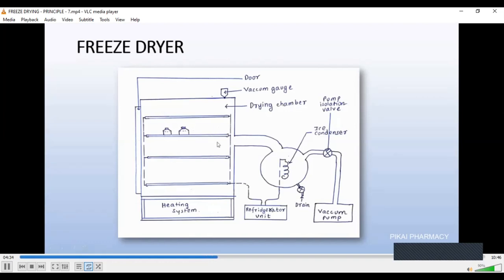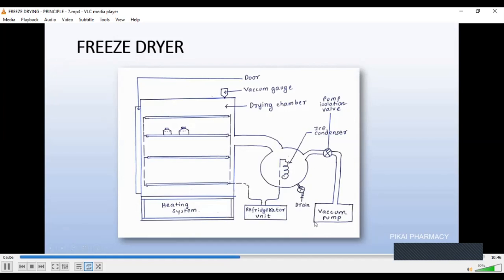So now this vapor is collected in this ice condenser, where it is again converted back into ice from the vapor state. Now the solid ice is removed using this drainage system. So what happened from the beginning is that there is a refrigerator unit which decreased the temperature to a very low temperature, where all the moisture content in our sample got frozen and converted to ice.